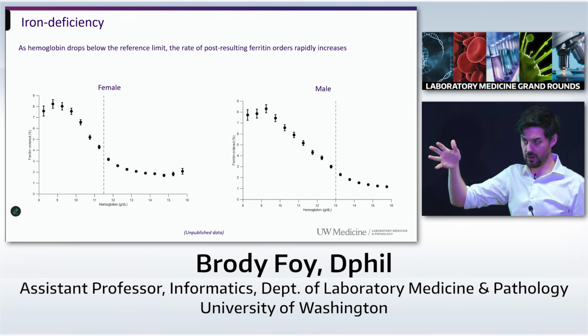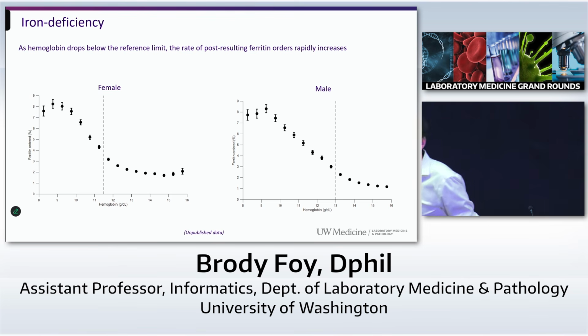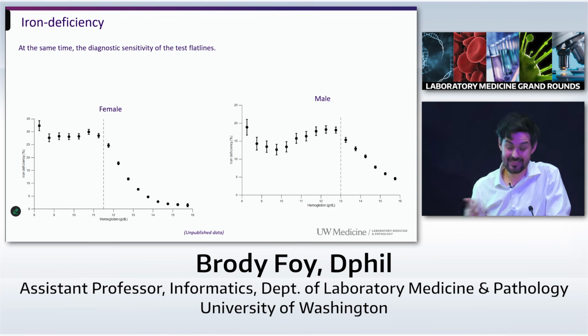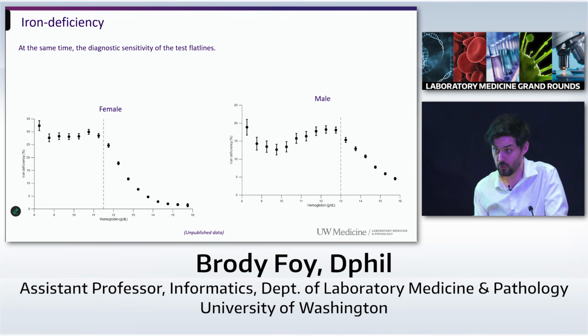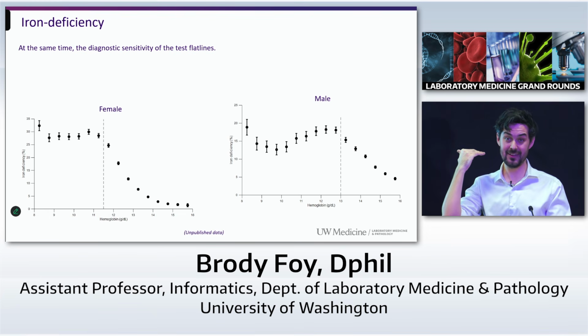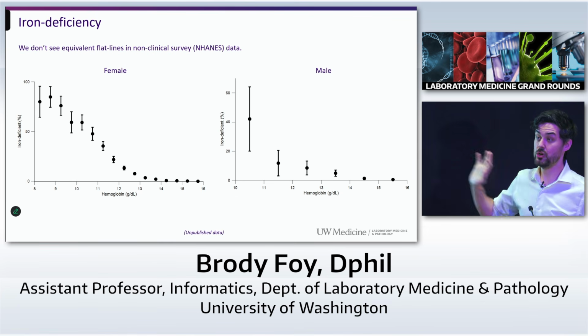ordering starts to skyrocket. Now, you could argue this is not a threshold effect. It's starting to happen a little bit before, etc., which is fair. But at the same time, the likelihood that that ferritin test detects iron deficiency flatlines the second you hit that reference limit, which to me suggests that it's overordering of that test, right? You start to drastically increase order volume, and at the same time, your diagnostic sensitivity flatlines. Because we don't see a flat line when we look at non-ordered testing.